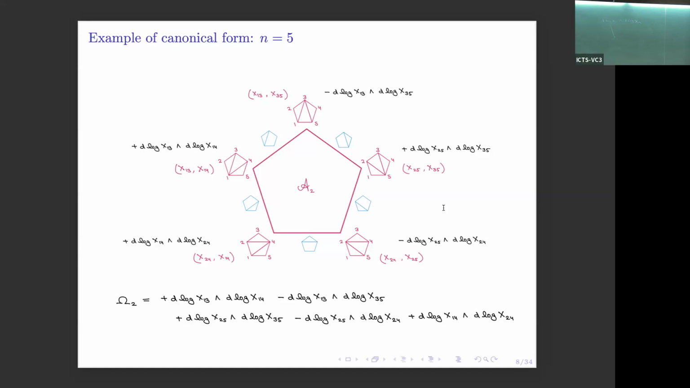How do you get the scalar amplitude from here? Okay, I will very quickly do that. Let me do it for n is equal to 4 because that's the simplest, almost a trivial case. What you do is you say that I want to carve out a positive region in my kinematic space. Let me tell you what that means. That means this.